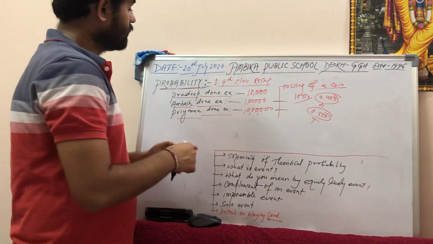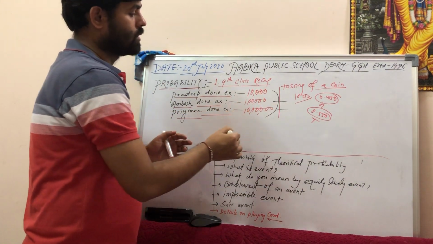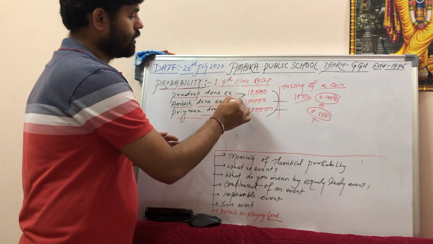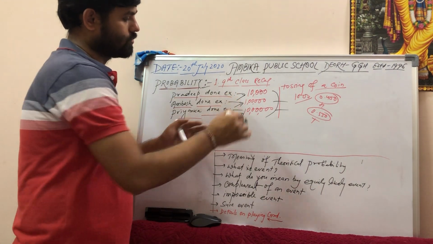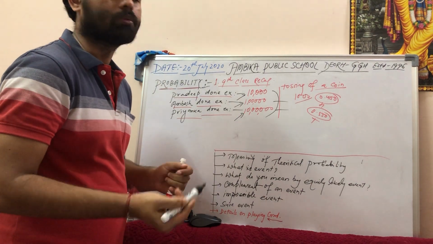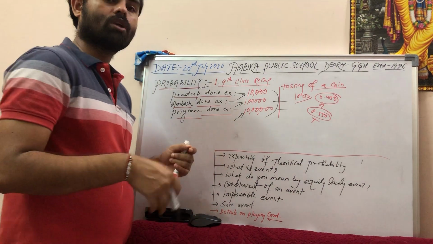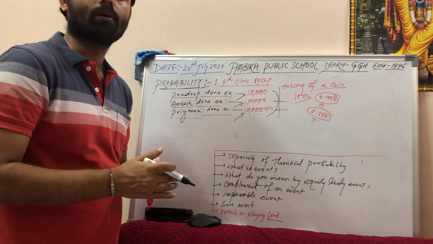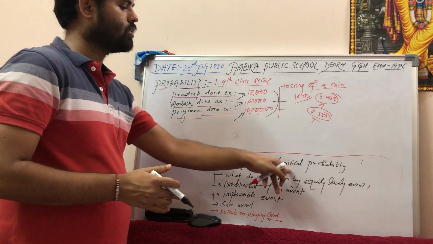So after doing so many experiments, we can assume that we can get some probability. The assumption that we make about probability is called theoretical probability.